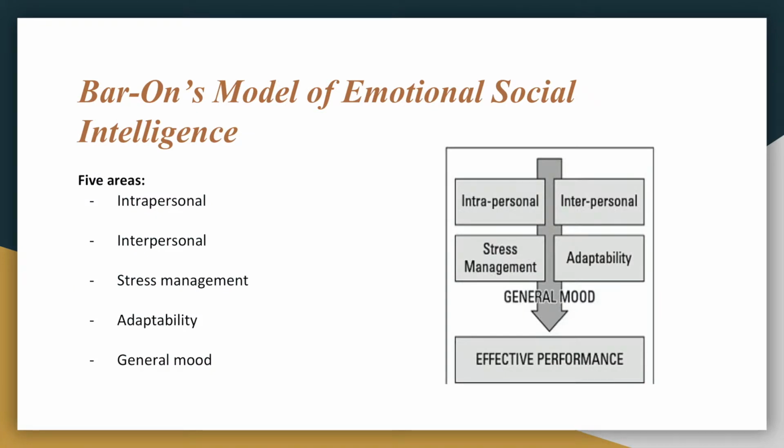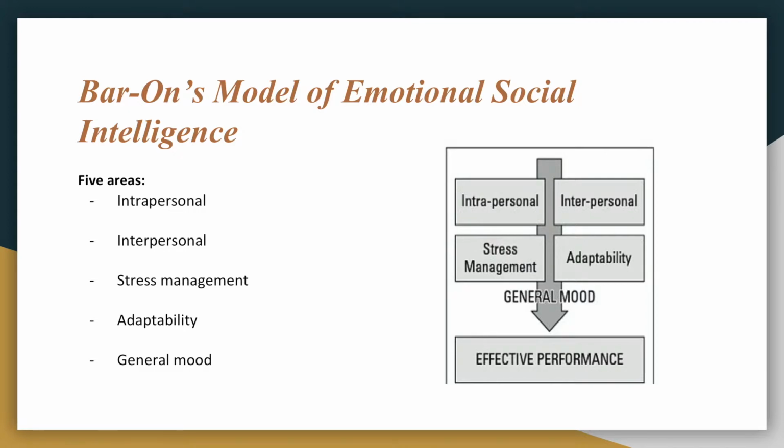Bar-On's model of emotional social intelligence highlights 5 different areas that interact with each other, including intrapersonal, interpersonal, stress management, adaptability, and general mood scale. Intrapersonal includes the awareness of oneself, assertiveness, independence, self-regard, and self-actualization. For the interpersonal, it includes empathy and social responsibility and interpersonal relationships. For the stress management, it includes stress tolerance and impulse control.